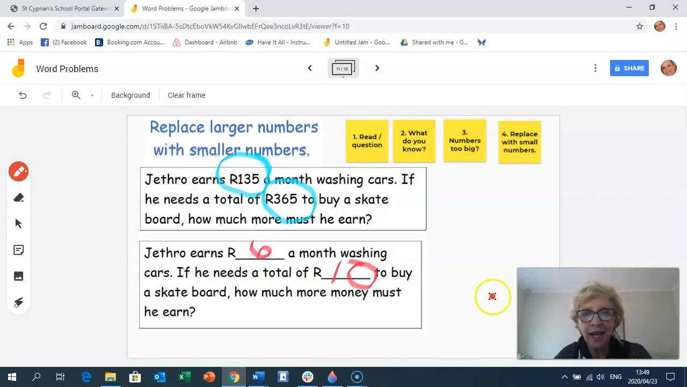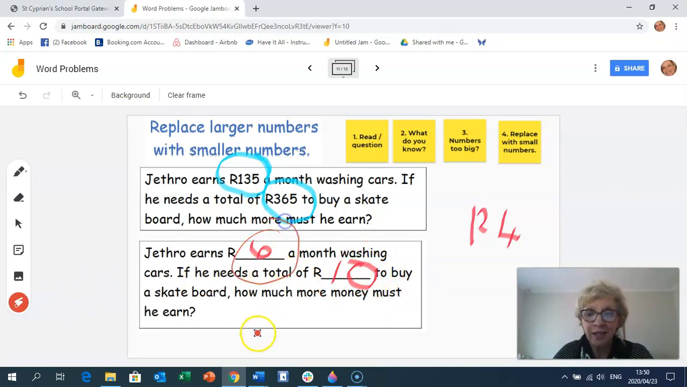Now, immediately, you can see that Jethro earns R6 a month washing cars, but he needs 10 Rand. Okay? So you immediately can see that he needs 4 Rand. And you counted up from 6 to 10 to get 4. Or you said 10 take away 6 equals 4. Right? You said 10 take away 6 equals 4. And that, guys, was easy.